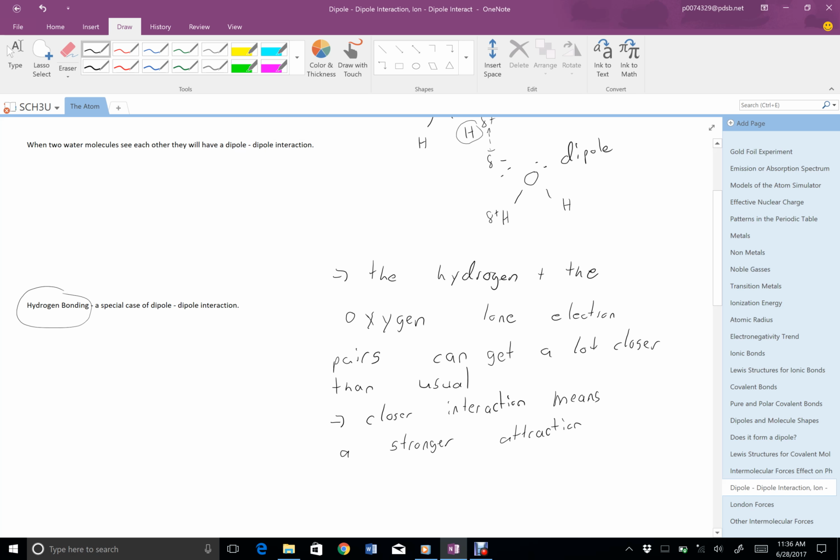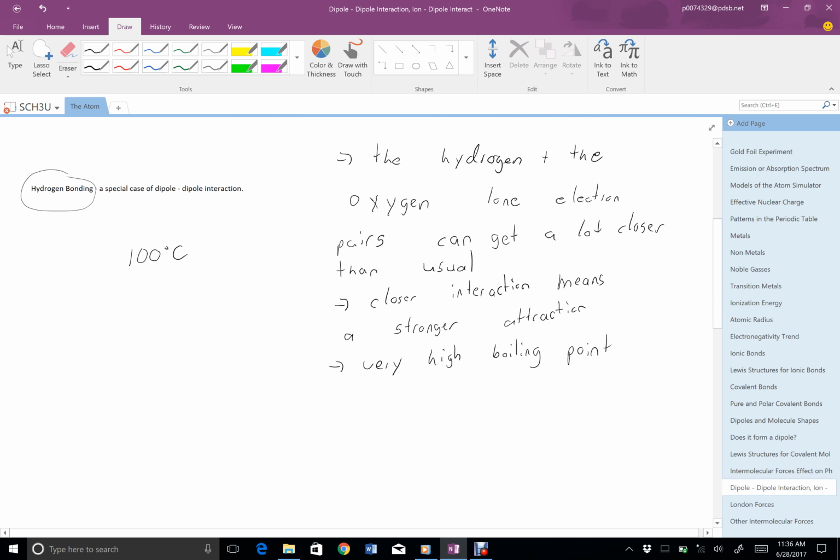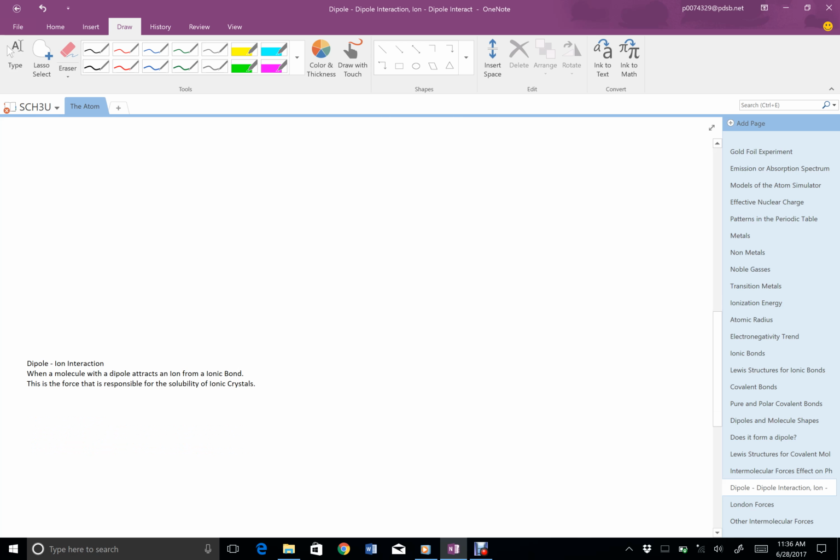And so this is what leads to the observable very high boiling point for water specifically, right? So that's why it's all the way up to 100 degrees Celsius, because when these interact, there's a dipole-dipole interaction, but it's a stronger than usual dipole-dipole interaction because hydrogen's small and that's a lone electron pair, so they can get even closer, and when things get closer, they have even more interaction. So what else do we have here?